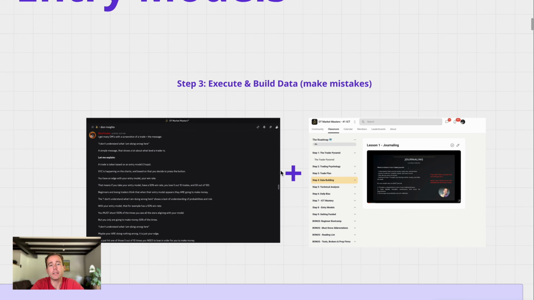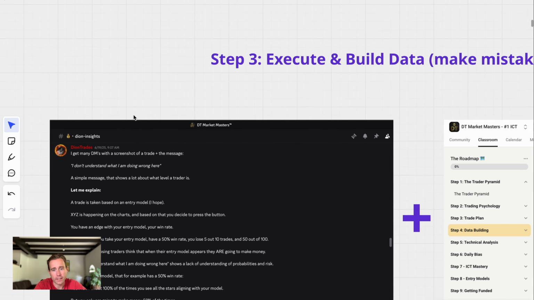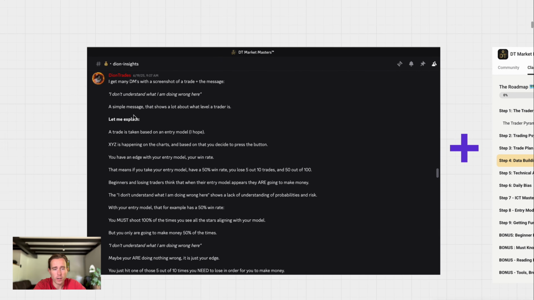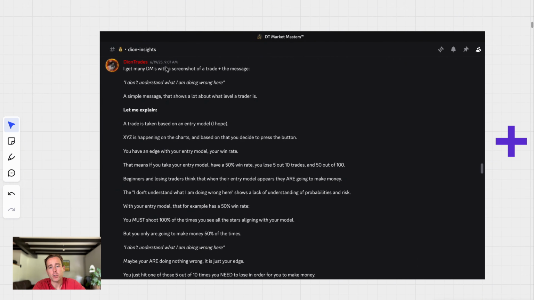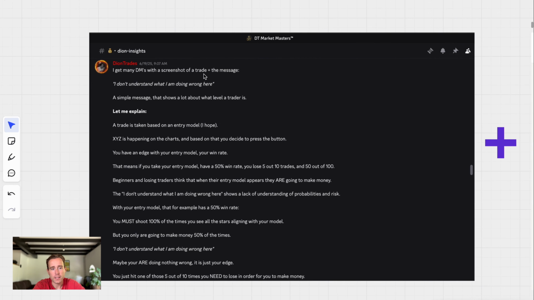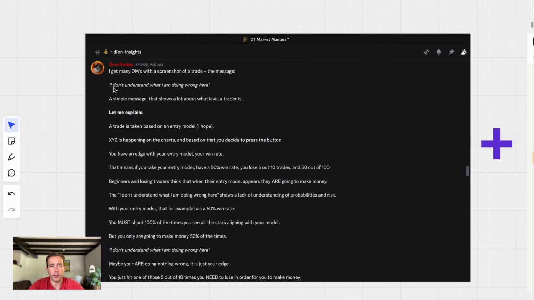And by building data, I mean making mistakes. Go to the chart, execute, and mess up. Fail as many times as you can. Fail forward and journal all your mistakes. And there is one specific insight I want to share, and I shared it in my Discord, and it's the following. I got many DMs with a screenshot of a trade and the message, I don't understand what I'm doing wrong here. A simple message that showed a lot about what level a trader is.